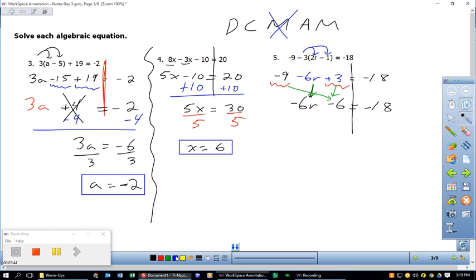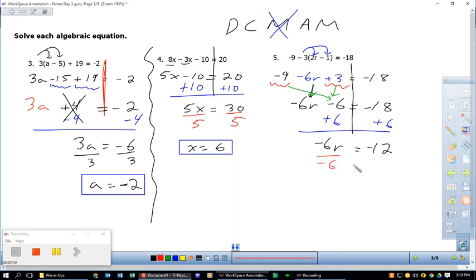Add, subtract. So we're going to add 6. That produces a negative 12. 0 pairs, so negative 6r. Dividing by negative 6, r equals positive 2 should be our answer.